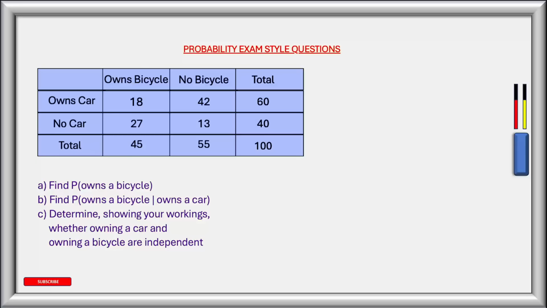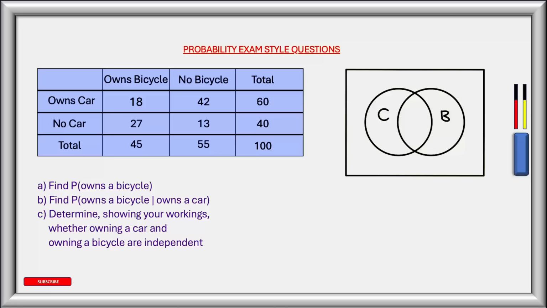For question 4, we're given a survey of 100 people, and it recorded whether they owned a car and whether they owned a bike, and the data is shown in the table. Part A of the question asks us to find the probability that a randomly selected person owns a bike. Part B asks us to find the probability that a randomly selected person owns a bike, given that they own a car. And part C asks us to determine, showing our workings, whether owning a car and owning a bicycle are independent. So let's start by plotting this information on a Venn diagram.